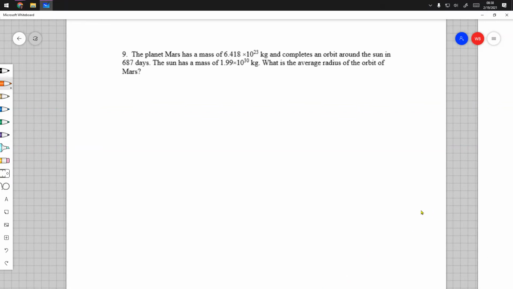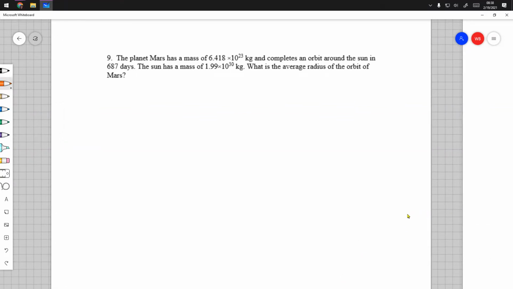Welcome back. We are in the circular motion and universal gravitation unit, on worksheet 3, the universal gravitation problems. We have number 9 here, and I'm going to do number 9 for you. The planet Mars has some mass and completes an orbit around the sun in 687 days. The sun has this mass. What's the average radius of the orbit of Mars?